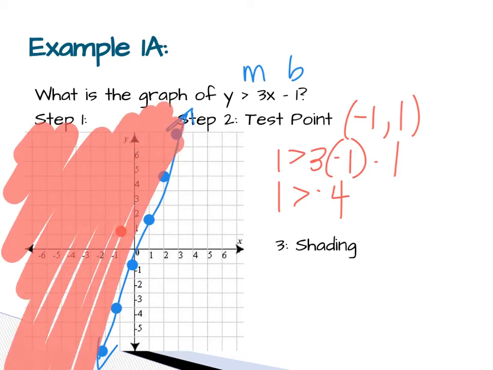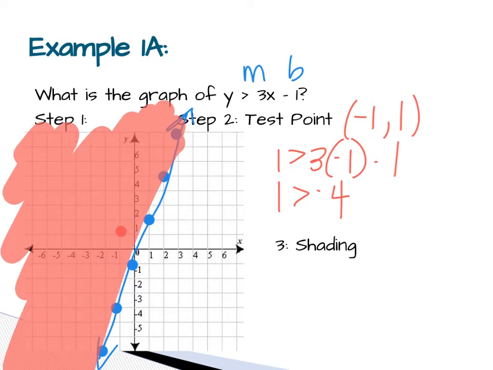Oh, and the other thing I forgot to tell you is when you graph it, if it is greater than or less than, that's going to be a dotted line. But if it's or equal to, that's going to be a solid line. So I need to go back and dot my line. So you just go through and make it dotted.